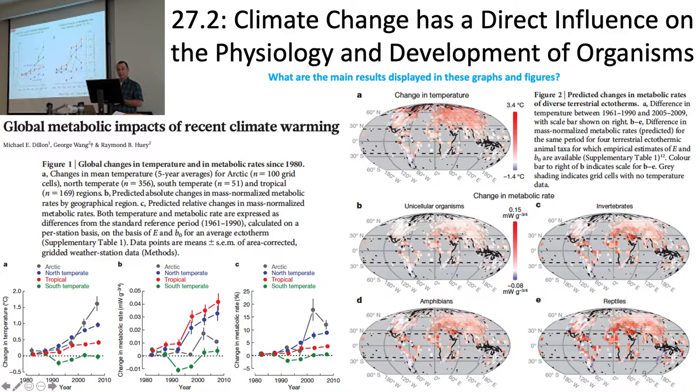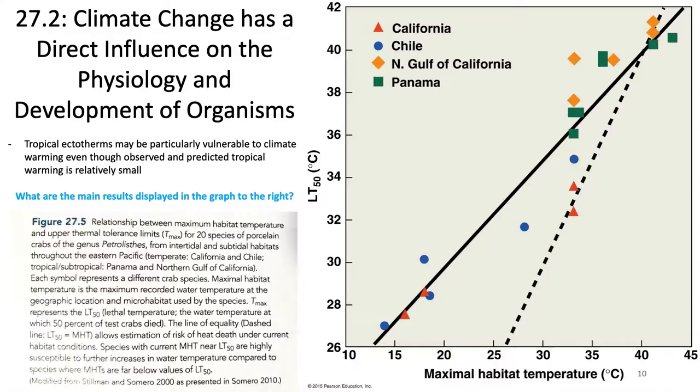Why might that be? Why are we seeing bigger shifts in metabolic pressures on organisms at or near the equator when the largest changes in temperature are occurring at higher latitudes in the Arctic? Why might we see this inverse relationship between metabolic stress and change in temperature? I wonder if we're going to talk about it on this slide.